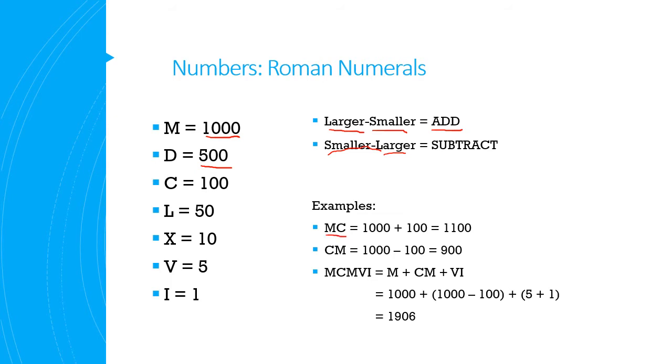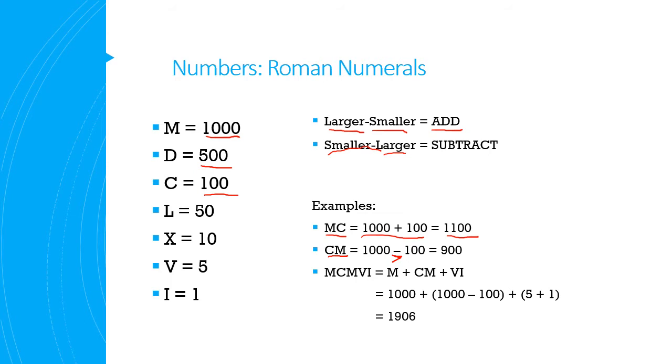So for instance, here we have MC. M is 1,000, C represents 100, and because we have larger followed by smaller, their values add, and we get 1,100. If we flip their order, we subtract instead. And so the value of this is now 900.